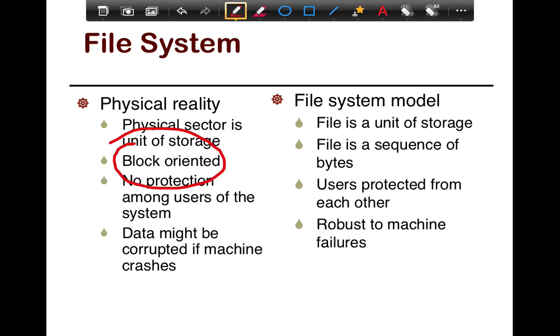The file system model essentially treats a file as a unit of storage. A file is a sequence of bytes, and users own files and they read and write files, and we need to set up permissions for individual users to these files.